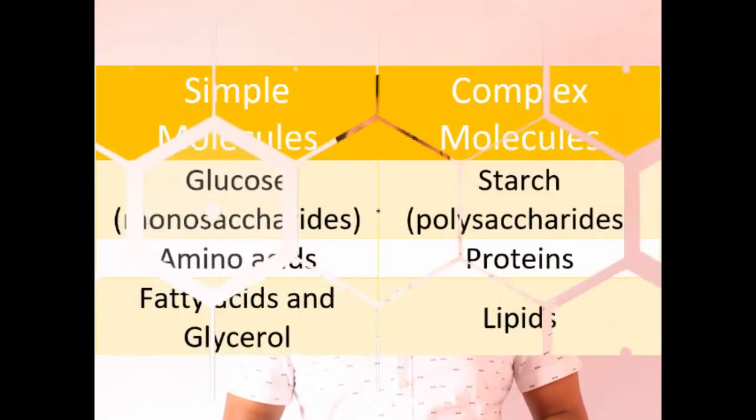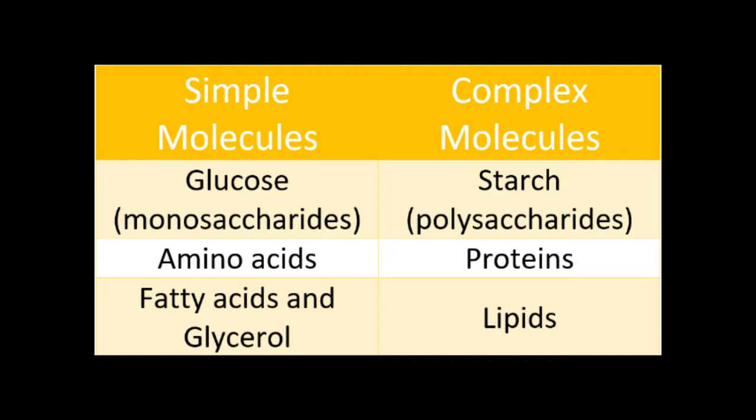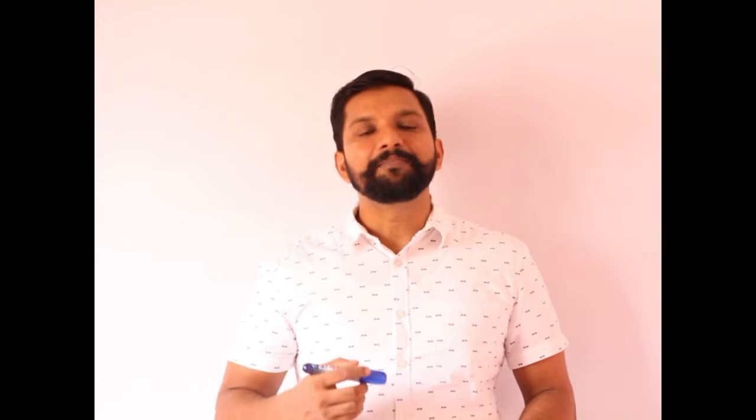During digestion, these are broken down to simpler substances, and these simple molecules will be absorbed into the blood and transported into the respective tissues and cells for metabolism. This table summarizes these simple molecules and the complex molecules I mentioned before. In this lesson, we will be learning the basic chemical aspects of these biomolecules.